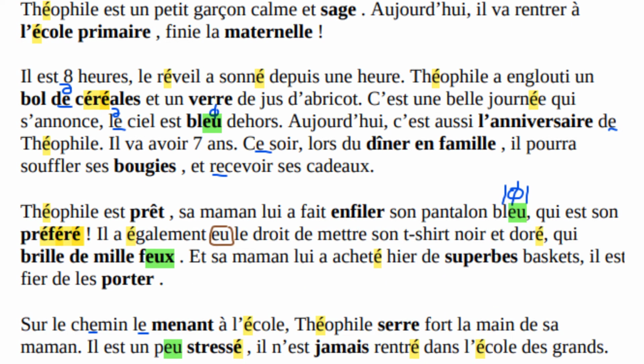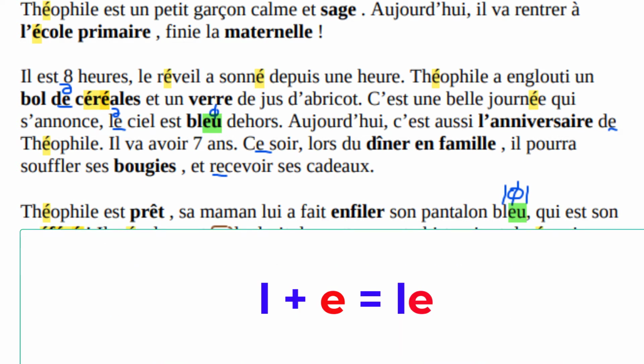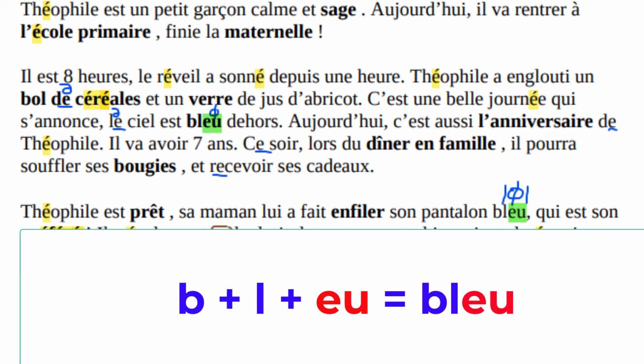Qui s'annonce? Le ciel est bleu dehors. So we have our LE naturally gives the sound E. Can we hear that? Le ciel. And we have our bleu. Here we have our EU to give us the sound E. So let's note that.